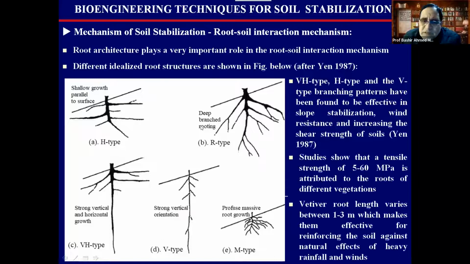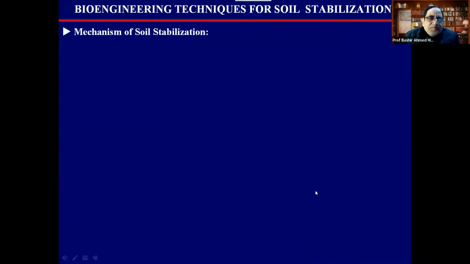It has been reported that the VH type, H type, and V type, here A, C and D, have been found to be very effective in slope stabilization, wind resistance, and increasing the shear strength of the soil. Studies have also shown that a tensile strength of about 60 MPa is attributed to the roots of different vegetations, and vetiver root length varies between 1 to 3 meters, which makes them effective for reinforcing the soil against natural effects of heavy rainfall and wind.